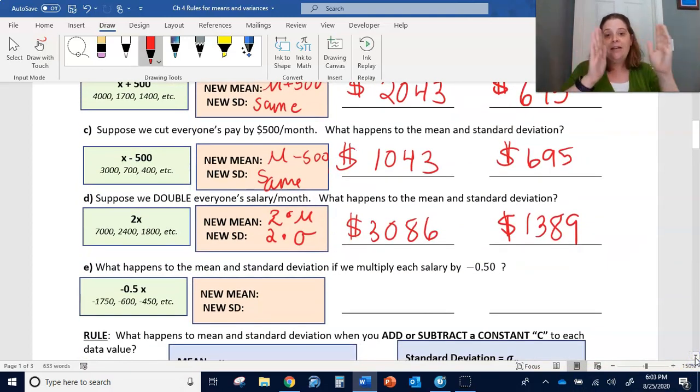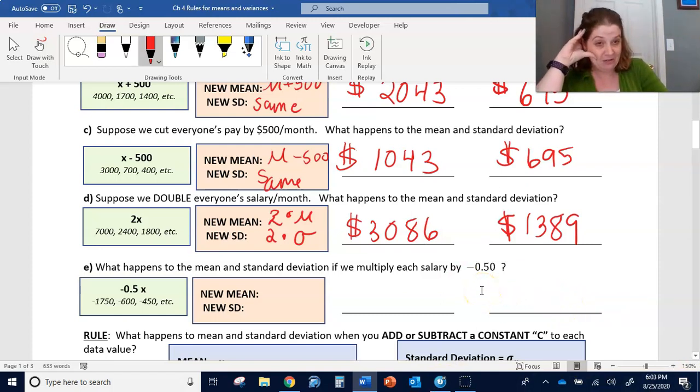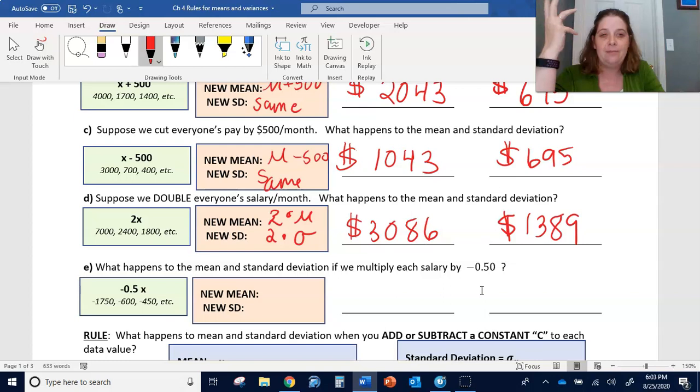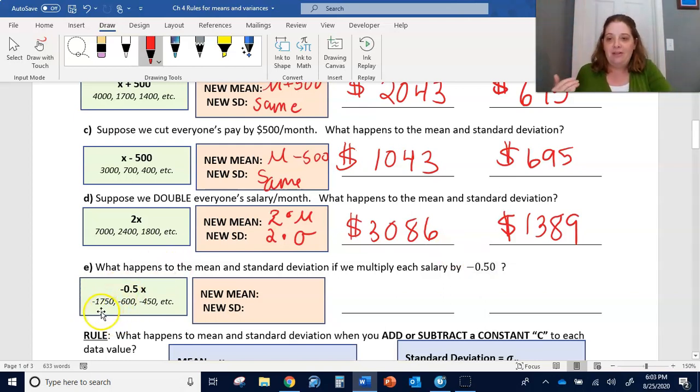So when I just added one number to all the numbers, it didn't really change the spread. It just scooched it one way or the other. So what would happen, and we wouldn't do this with real salaries, if we multiplied by negative 0.5? Okay, so that's like cutting it in half, but I'm multiplying it by a negative number. We wouldn't do this with salaries because you wouldn't make someone pay you to work for them. All right, so that means my 3,500 becomes negative 1,750 and my 1,200 becomes negative 600.